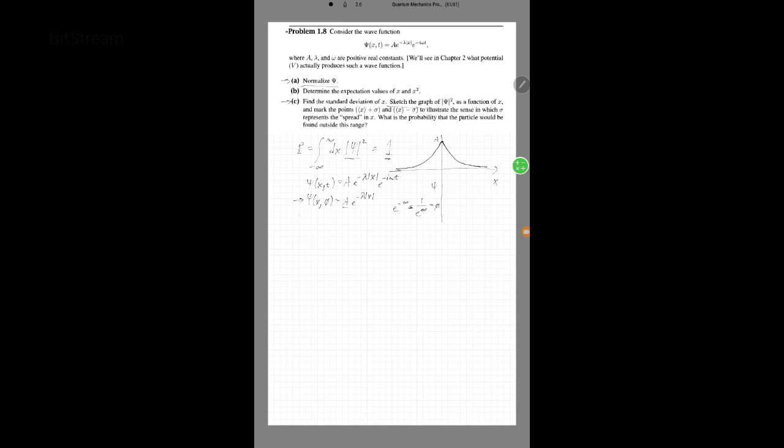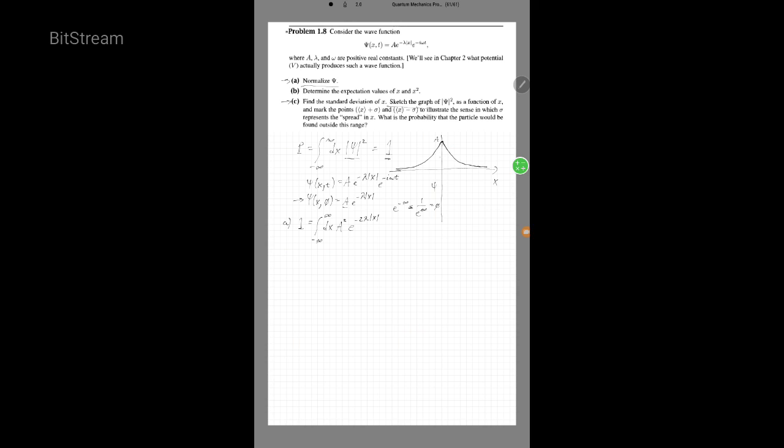So I did part of C. Now I'm going to go back to A and actually do the first part, which is to actually normalize it. So I set my probability over all space equal to 1, and then I'm going to integrate over all space. And then I have my wave function squared, so that's going to be a squared e to the negative 2 lambda absolute value of x.